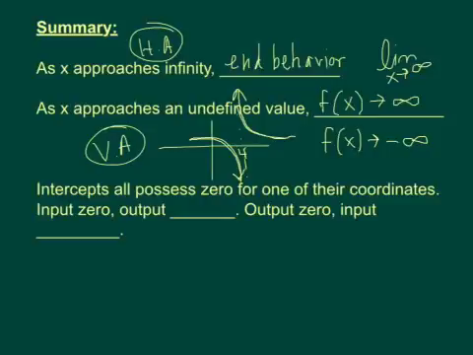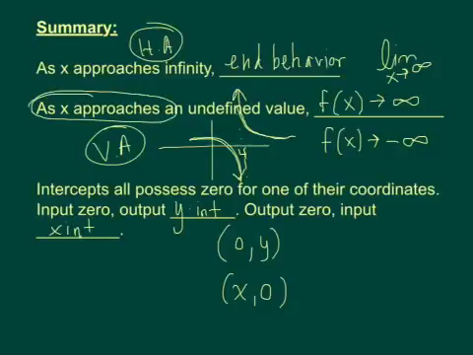Last summarizing point is that intercepts all possess 0 for one of their coordinates. If the input is 0, the output is what we call our y-intercept. And if the output is 0, the input is what we call our x-intercept. These are special points. Recall the coordinate form of them, (0, y) for the y-intercept, (x, 0) for the x-intercept. The second point isn't super important to you at this moment, but when we try to piece together all of this information and create a graph, that will become pertinent information for you.